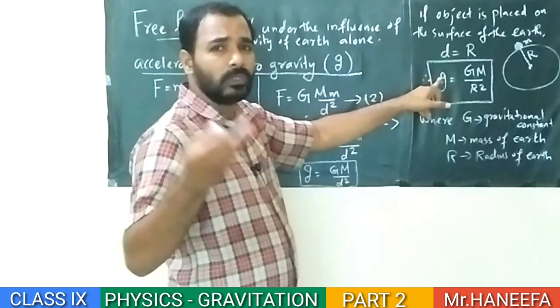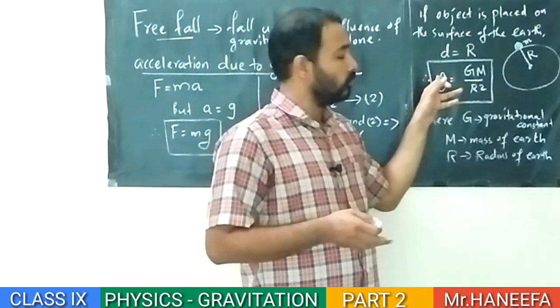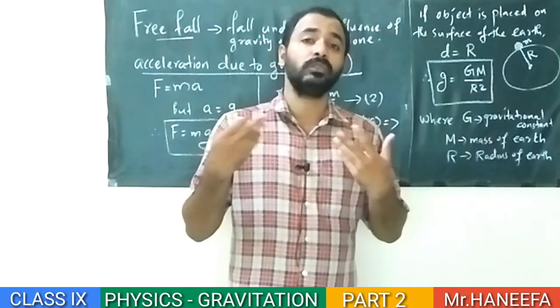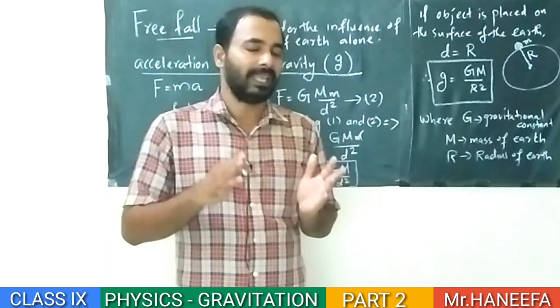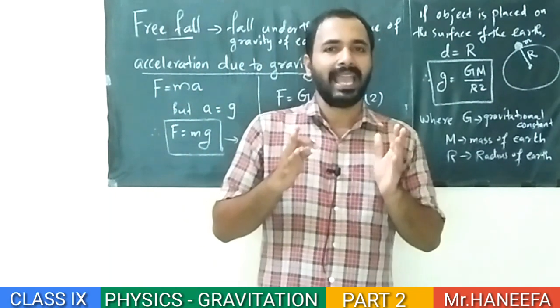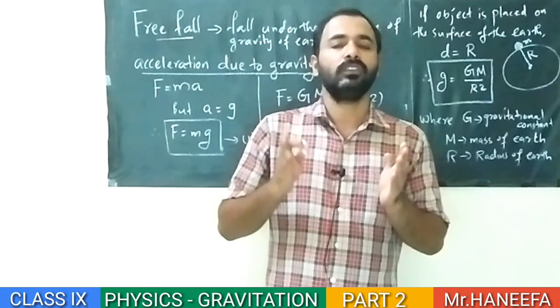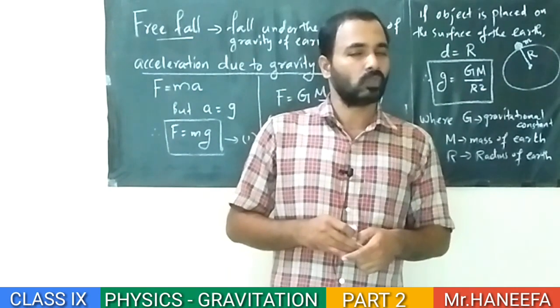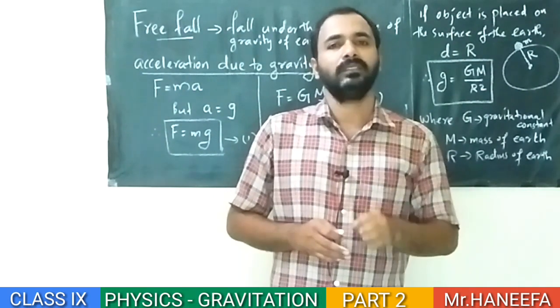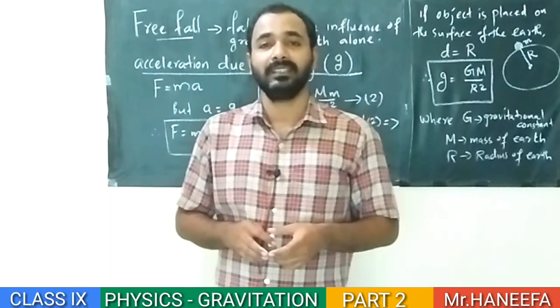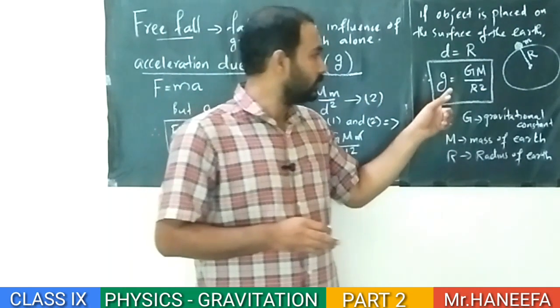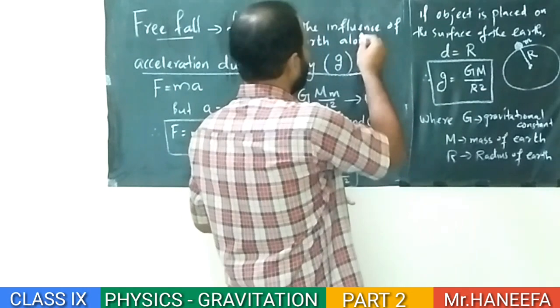Okay, this acceleration due to gravity is represented by the letter g. Then what is the unit of g? g means acceleration due to gravity. It is the acceleration under the influence of gravity. So we can write the SI unit of acceleration due to gravity, or g, is meter per second square.